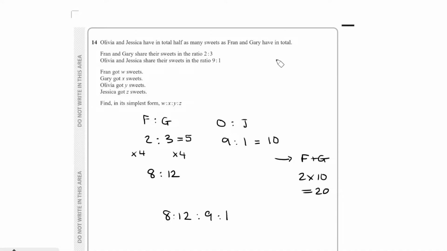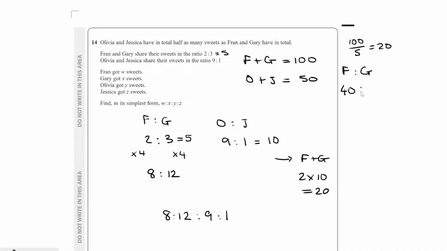So let's just say that Fran and Gary have 100 sweets. I know they don't, but let's just say they have 100 sweets. That would mean that Olivia and Jessica would have 50, because they have half. And then you could actually share them out, literally, couldn't you? Fran and Gary's 2 to 3, so let's share that out. We add that up, makes 5. So 100 divided by 5 is 20. Then Fran would have 40, Gary would have 60. And then if you shared out the other one, 10.